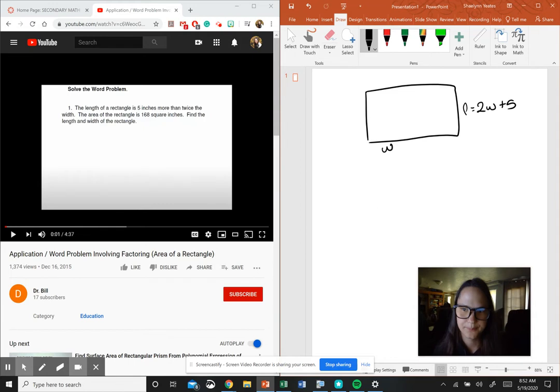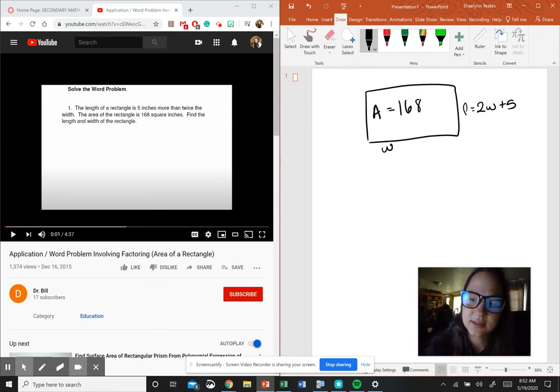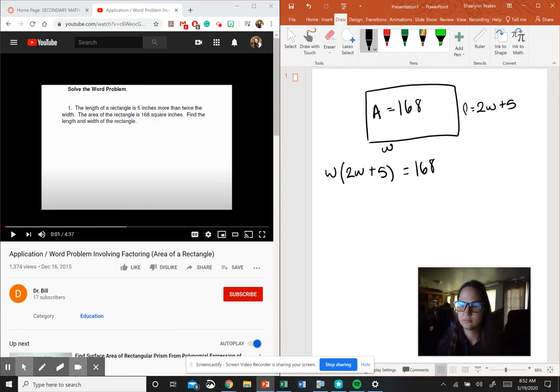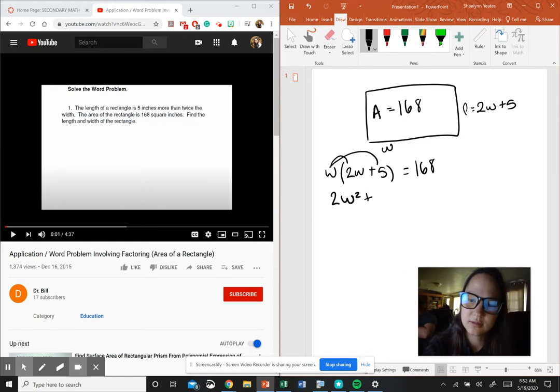How you doing? Okay, so this is slightly different than yesterday's problem, but it's similar enough. You'll be okay. All right, so we know that the area of this thing equals 168. So I'm going to take the width times the length, which is W times 2W plus 5, equals 168. That's the setup. Right now, can't factor. Not super helpful. So now I'm going to take this W and distribute. So now I've got 2W squared plus 5W equals 168.